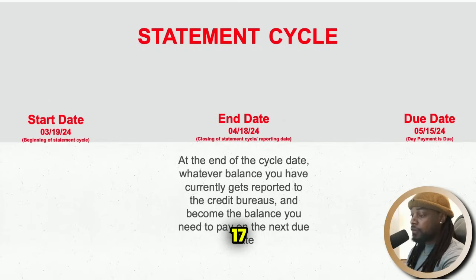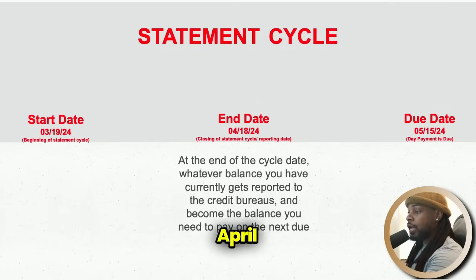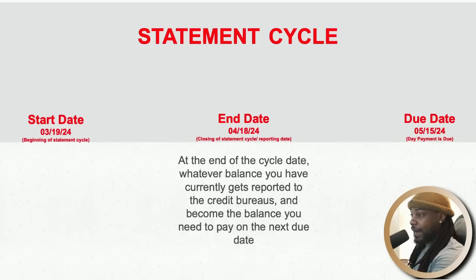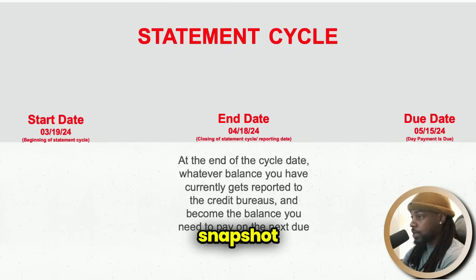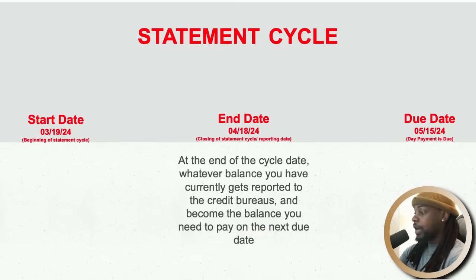On the 17th of April, I'm going to make sure that I pay $1,600, because that's going to leave me with $200. So on April 18th, that's my last statement cycle date. That's the closing date. Whatever balance I have on the 19th of April, which will be a new cycle date, that's the balance that they're going to report to the credit bureaus. They're going to take a snapshot of that. That's the reporting amount. And then that's going to be due for me to pay on May 15th, 2024.